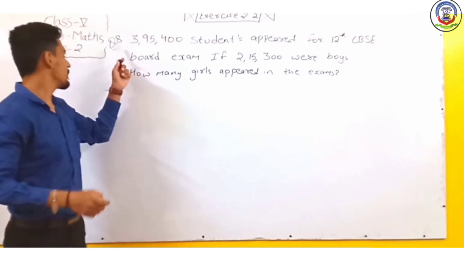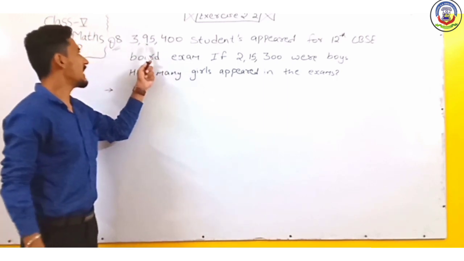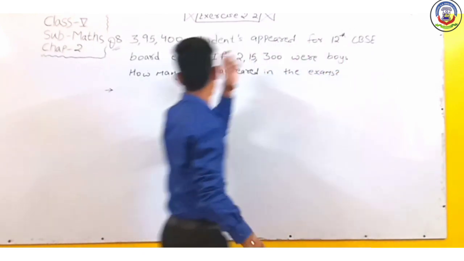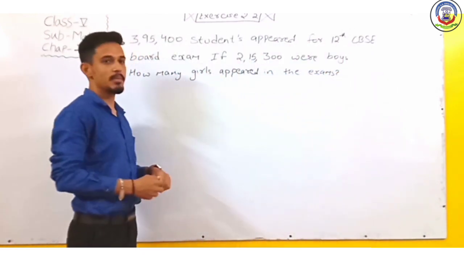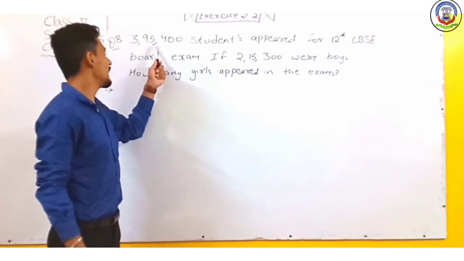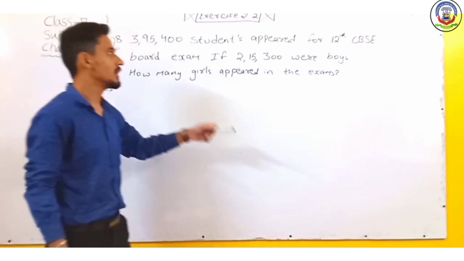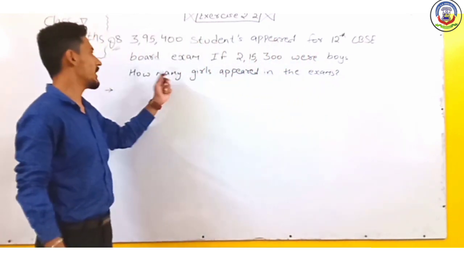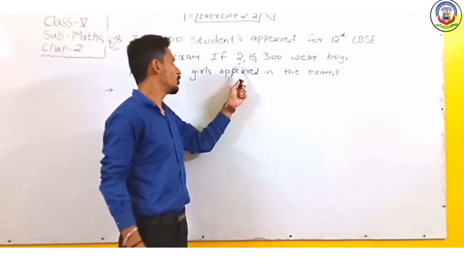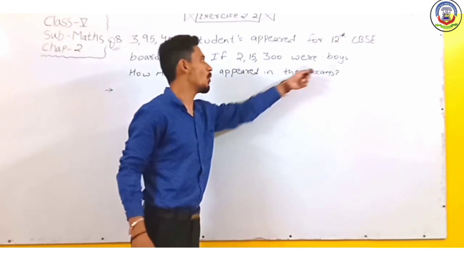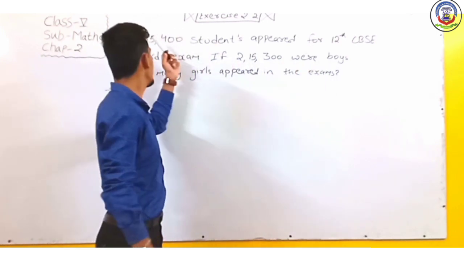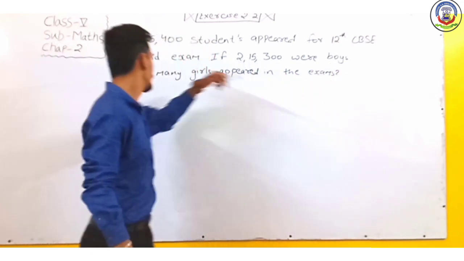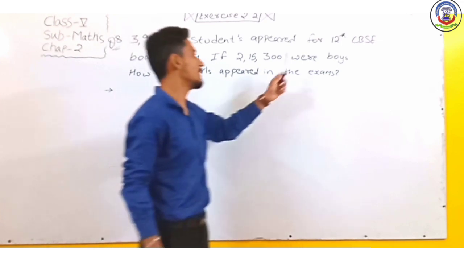Now, question number 8. 3,95,400 students appeared for 12th CBSE board exam. हमें क्या बताया गया है कि 3,95,400 स्टूडेंट्स इस एग्जाम में प्रेजेंट थे. अपीयर मतलब प्रेजेंट थे बोर्ड एग्जाम में. इफ 2,15,300 वर बॉयज, उसमें से यानी कि इसमें से 2,15,300 क्या थे? बॉयज थे. तो हाउ मेनी गर्ल्स अपीयर्ड इन द एग्जाम?